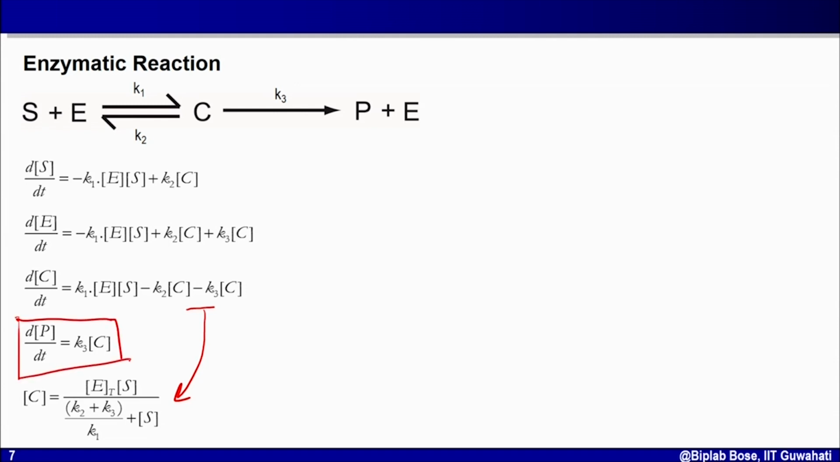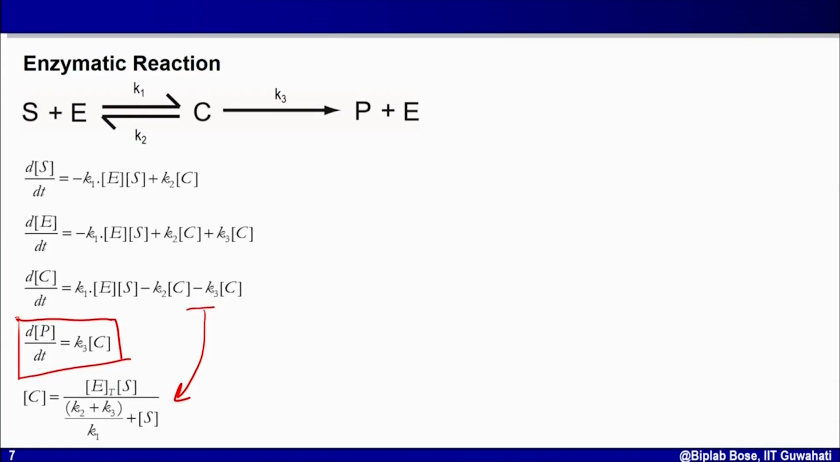dP/dt, there is a rate of change in concentration of the product. That's what I am bothered about here, because I want to know how with time the concentration of product is changing. So dP/dt is equal to K3 into C. So I can replace this C by the C that I have considered here, because I know C is in steady state, because that's what my assumption is.